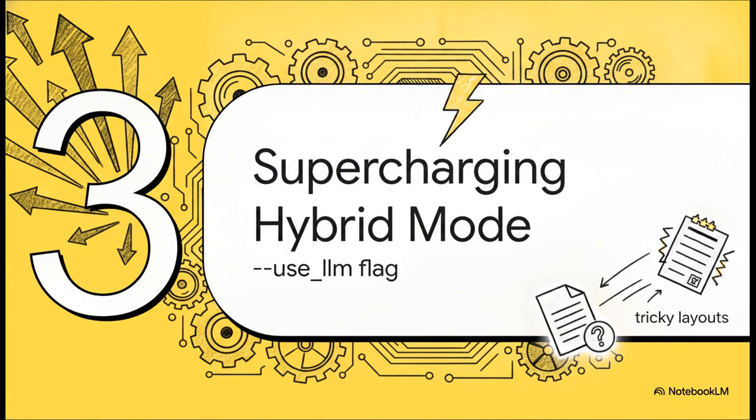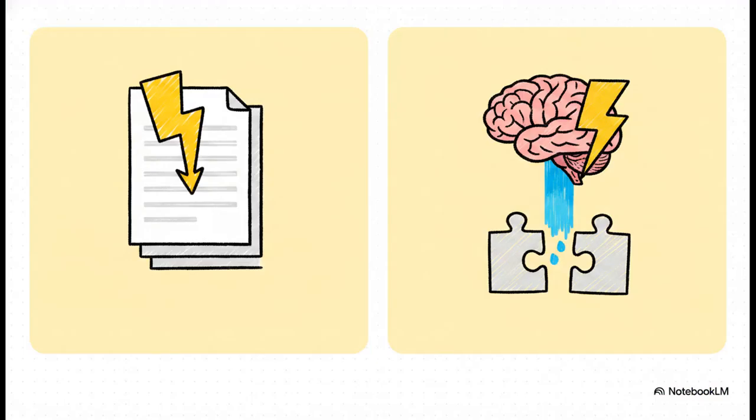All right, part 3, supercharging with hybrid mode. Now, this feature right here is what gives Marker a massive edge with those really tricky layouts. Take a look at the difference. On the left, you've got standard Marker. It relies on these fast, standalone deep learning models, and out of the box, it is super capable. But then, on the right, we have hybrid mode. By literally just passing a single flag, --use_llm, you pair Marker's deep learning pipeline with an LLM.